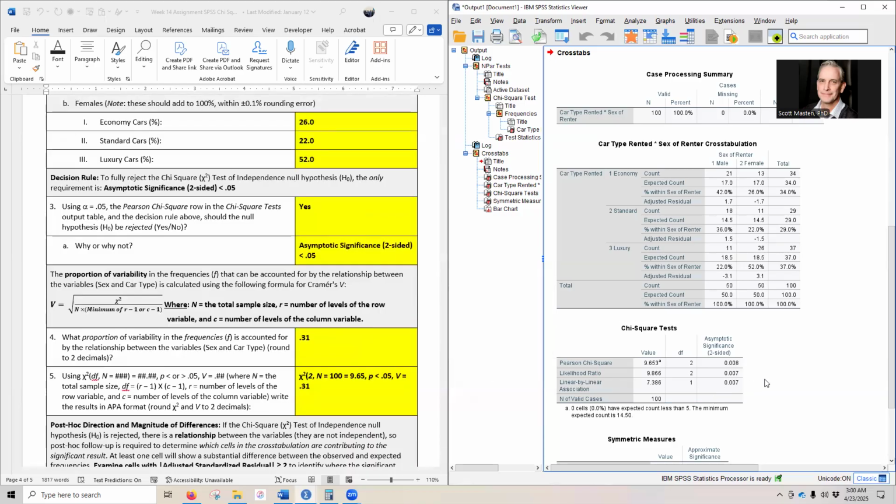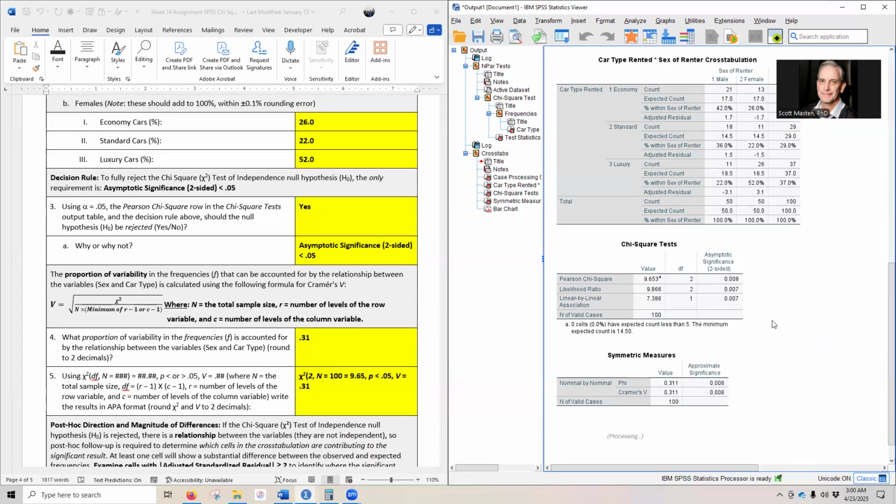So, is anything going on here? Are we going to retain or reject the null? So we go down to the chi-square test table. You want to look at the one that's called Pearson chi-square. If that is less than 0.05, we're rejecting the null today. And indeed, 0.008 is less than 0.05. So we will be saying, yes, we're rejecting the null.